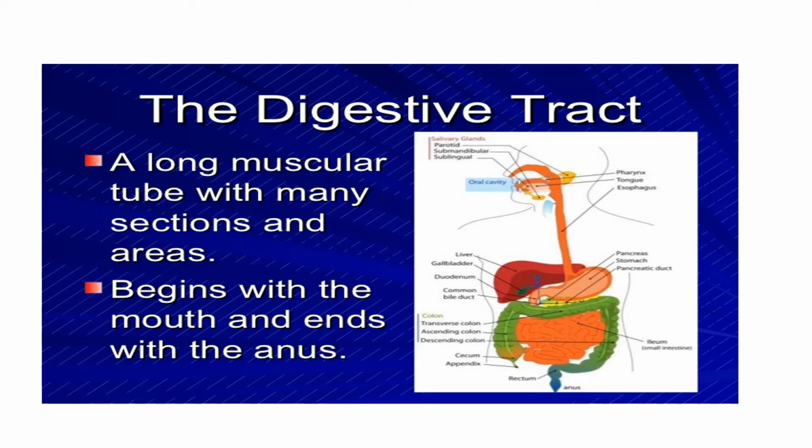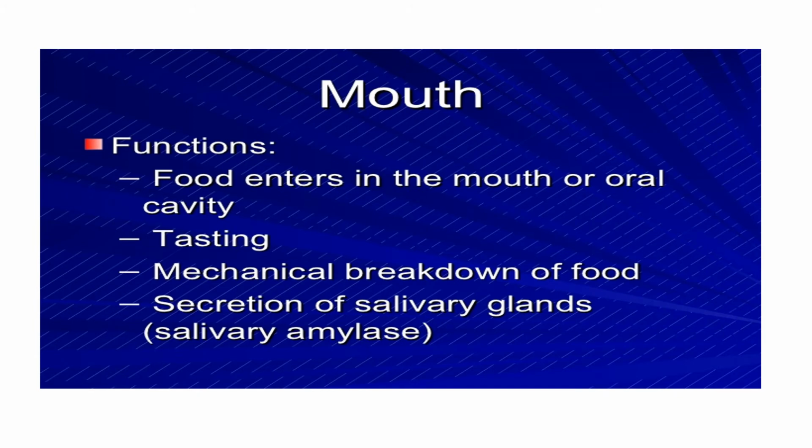This is the picture of digestive tract. Our digestion starts from the mouth and ends with the anus. Food enters into the mouth or oral cavity, and there are three pairs of salivary glands in our mouth. They secrete saliva.